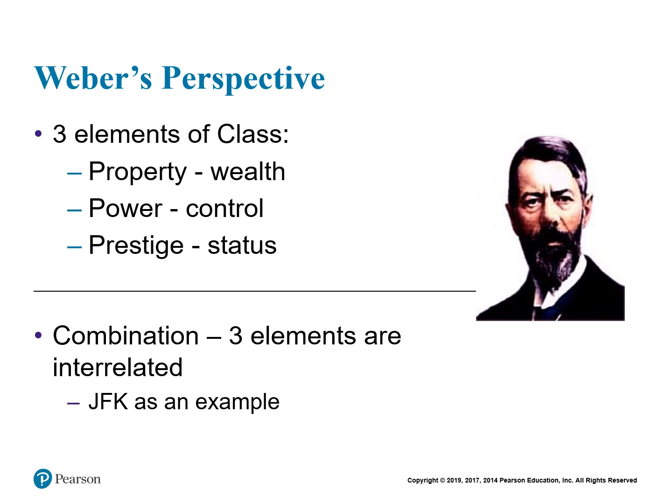JFK is a good example. John F. Kennedy. John F. Kennedy had wealth, or the property, and he was from an upper class family. He had prestige. He graduated Harvard, so he had the status and prestige of graduating from an Ivy League university. He also had power, political power, because he became president of the United States. So there's a combination of all these three elements that are interrelated, wrapped up into one person, John F. Kennedy.